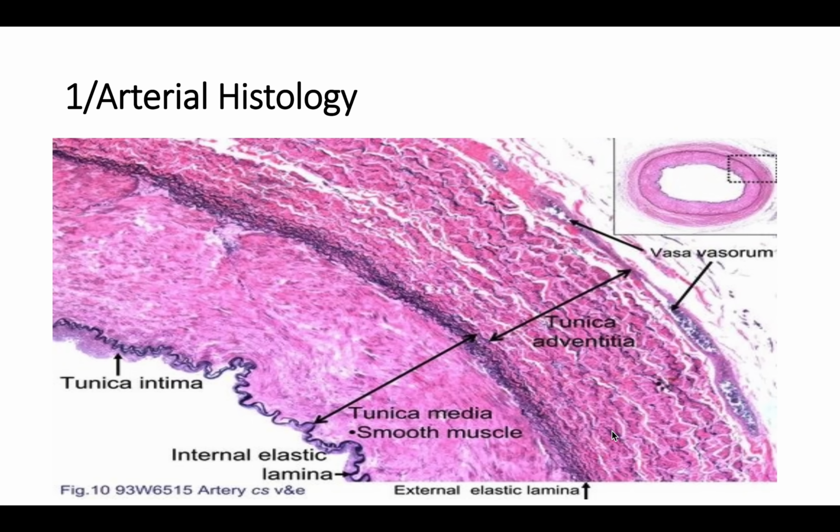Histology of the artery. You have the tunica intima on the inner side, then the tunica media, and then the tunica adventitia. Understanding this histology is very crucial and important to differentiate between dissection and aneurysm later on.